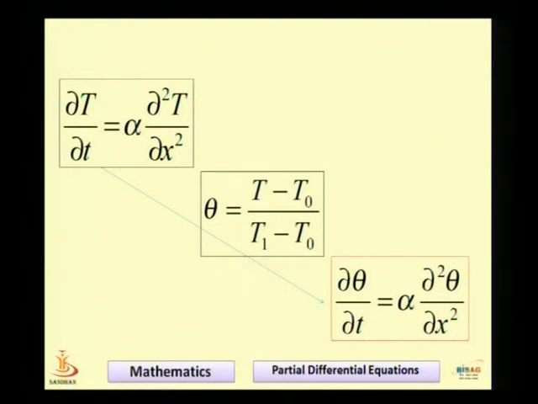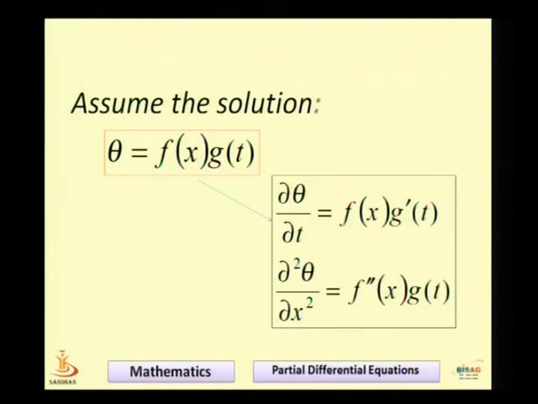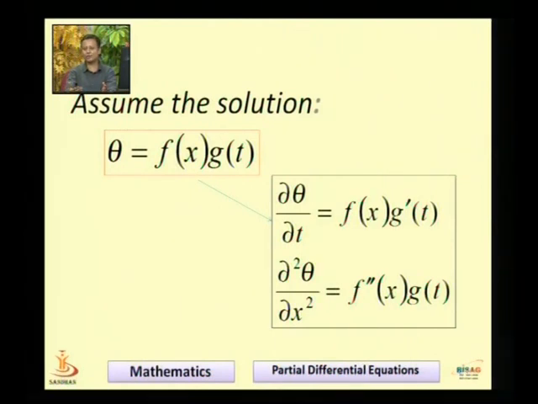So theta depends on two independent variables x and t, and so the solution assumed is a product of two functions, a function of x only and a function of t only. So theta is f, a function of x only, into g, a function of t only. With this, now we find the derivatives of the assumed solution which are needed in the given differential equation. So del theta by del t is f(x) into g dash (t). Del by del t of g(t) and d by dt of g(t) are the same because g is a function of a single independent variable.